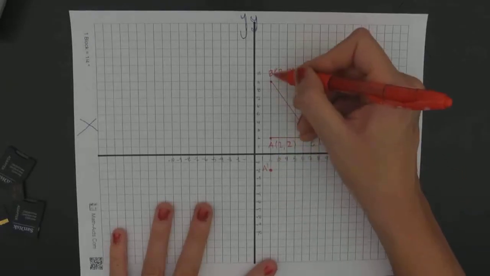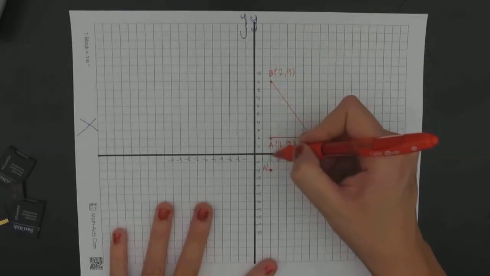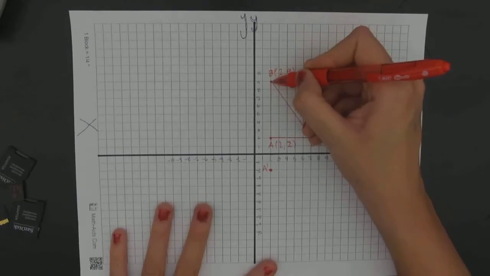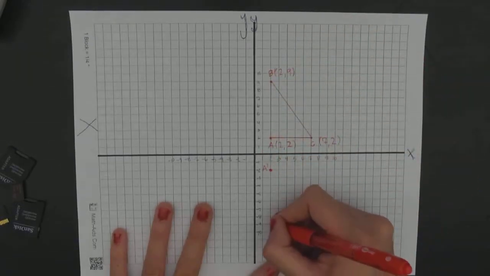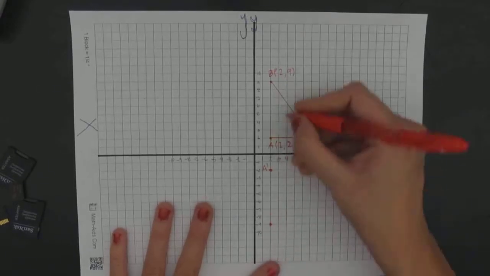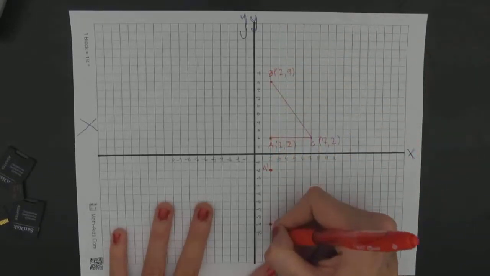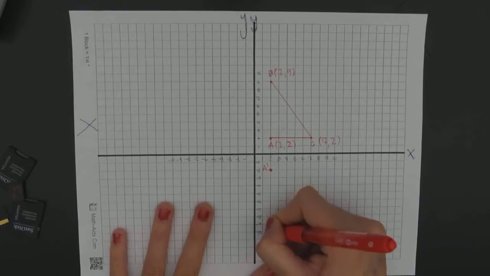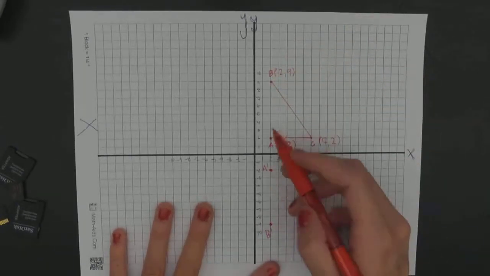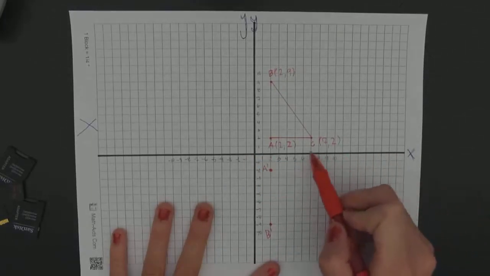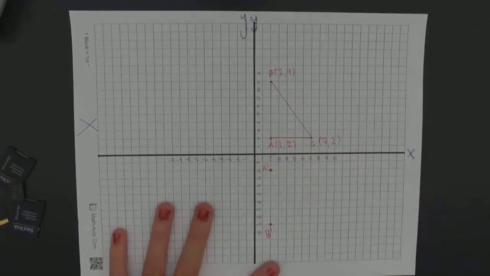Okay, now we're going to do point B. So to get to B, I went over 2, up 9. I'm going to reverse that. I'm going to go over 2, down 9, and my 9 looks like it's all the way down here. Again, B and B prime are on the exact same line. And the middle between these 2 points is, again, my line of reflection, which is the X-axis in this case.